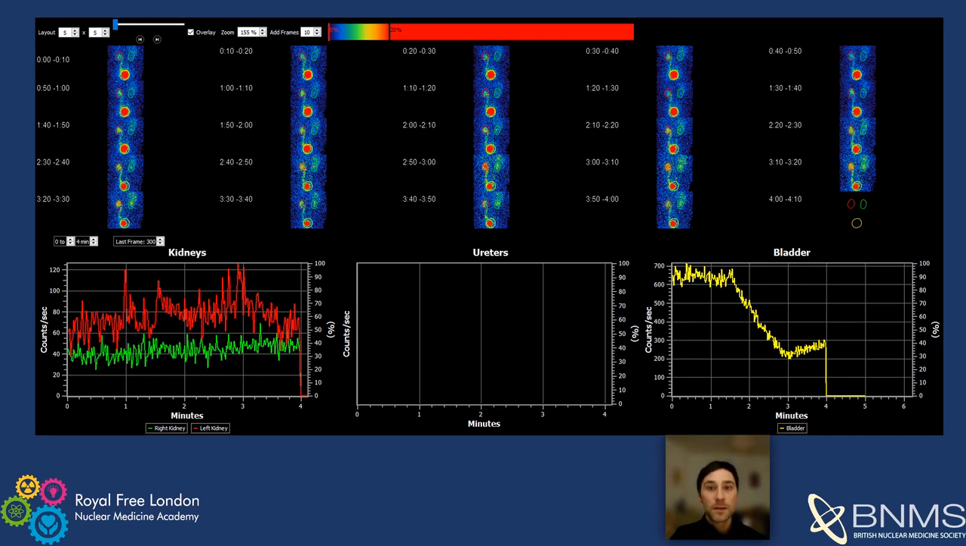This was a positive scan for reflux, seen in the left ureter and pelvicalyceal system. You can note that the left kidney appears hotter around the 3-minute mark during micturition, and this corresponds with the peak in the left kidney curve. There is also some more moderate reflux seen in the right kidney. Due to the short frame rate, the curves can appear noisy, so sometimes increasing the smoothing may be beneficial for interpretation.